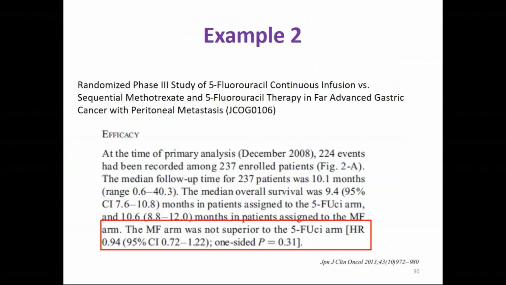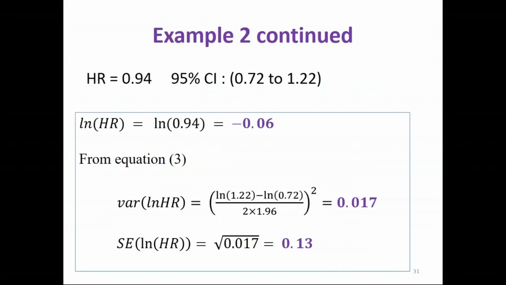So here's a quick example. This is a randomised phase 3 study of 5-FU versus methotrexate and 5-FU for advanced gastric cancer. The results are presented there, and you can see at the bottom in red that the MF arm was not superior to the 5-FU arm with a hazard ratio of 0.94 and 95% confidence interval ranging from 0.72 to 1.22.